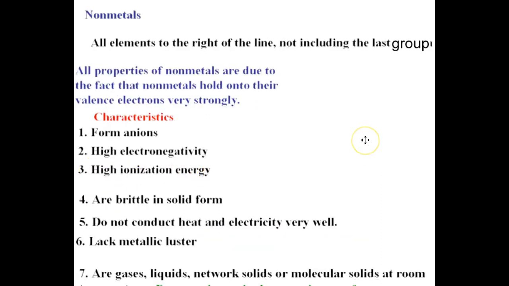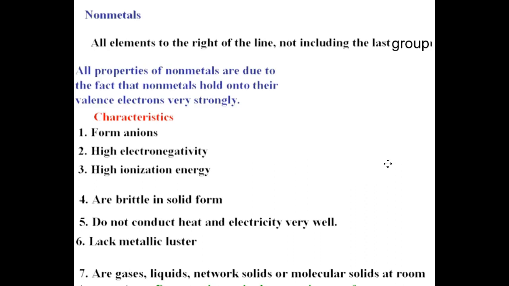Nonmetals are just the opposite. They're all the elements to the right of that staircase, not including the last group. All the properties of nonmetals are because they hold on to their electrons very tightly. So they form anions, which remember are those negatively charged ions that are formed by gaining electrons. They have high electronegativity and high first ionization energy.